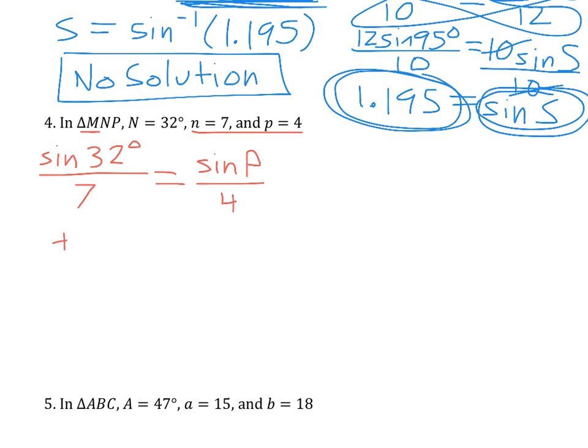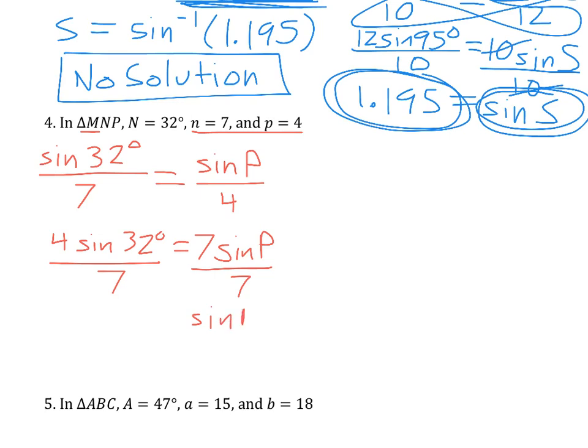Cross multiply. 4 sine 32 equals 7 sine P. We're trying to get the variable by itself, so first we have to make the 7 go to the other side. Alright, so doing this, we get sine P on the right equals, using a calculator, 0.3028.